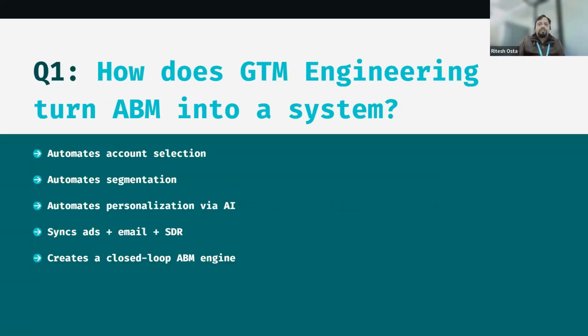So how does GTM engineering turn ABM into a system? For everybody who is not aware, ABM is account-based marketing. A lot of large B2B companies do account-based marketing, and they reach out to accounts and the people working for those accounts, and they try to create relationships with those people so that they can do more sales. That's the goal of account-based marketing. And GTM engineering is playing a more and more key role when it comes to ABM.